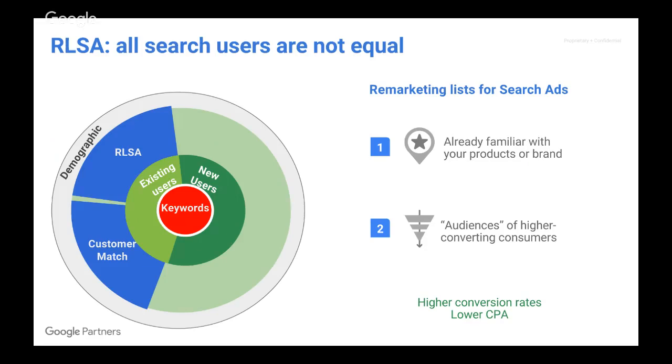So you will have higher chances of showing the ad on the top of the page or also winning the auction in first place. Remarketing lists for search ads are a way to tailor your bids on users that are already familiar with your products or brand, and so more willing to convert. We have seen higher conversion rates and lower CPAs when using RLSA.